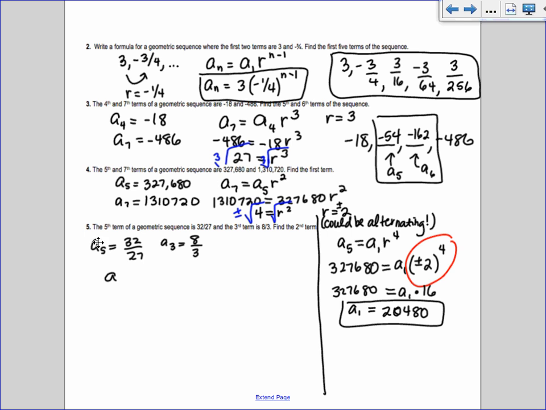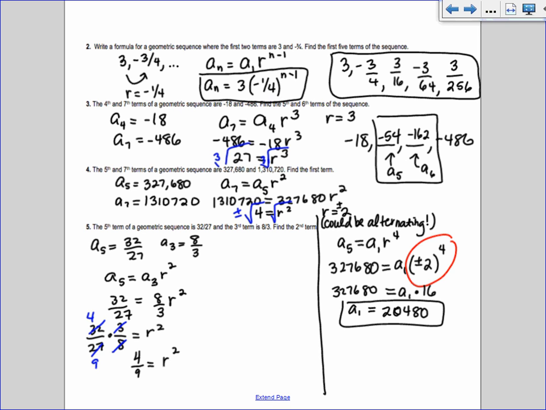All right, so the 5th term is going to be A3 times R squared. That's how you get to the 5th term. So A3 is going to be 8 thirds. A sub 5 is 32 over 27. So if I want to solve this equation, I need to first get rid of my 8 over 3. So I can divide by 8 over 3, which is the same as multiplying by 3 over 8. So I'm going to have 32 over 27 times 3 over 8 equals R squared. And lots of things are going to reduce. So my 32 and my 8 reduce down to 4. And then my 3 and my 27 make the 1 over 9. So I get 4 over 9 equals R squared.